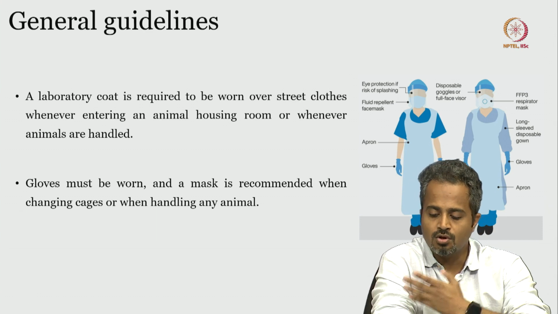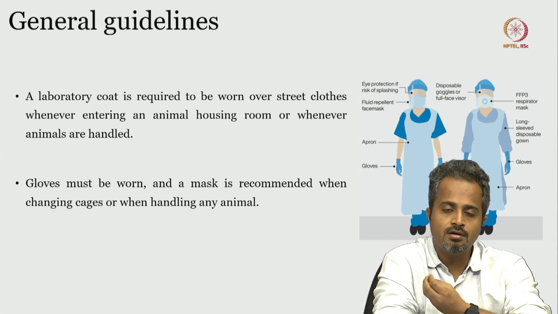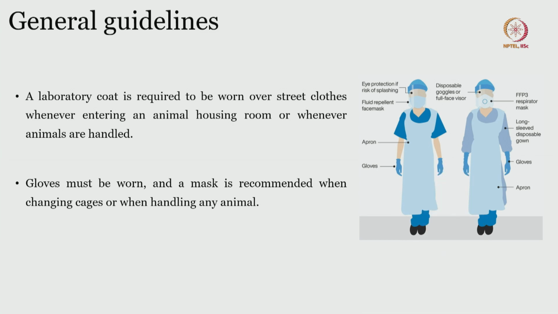So starting from the top, you need to have a cap, a face mask, and if possible a face shield, and then a good respirator mask, and then of course the gown or apron and the gloves. So these are the minimal requirements that you need to use before entering the animal facility. This is very, very important.